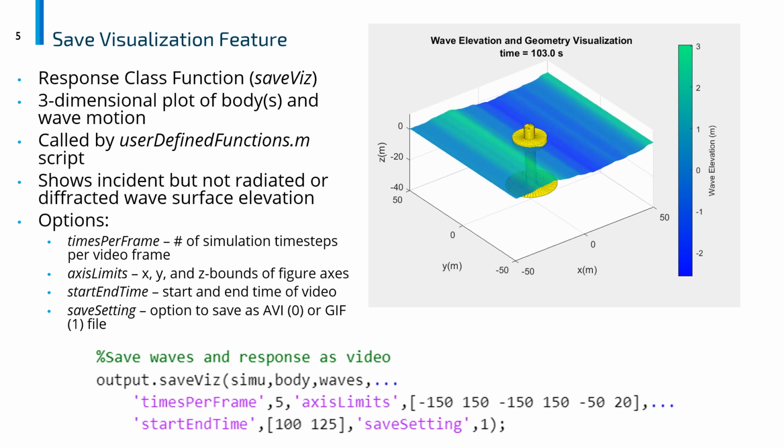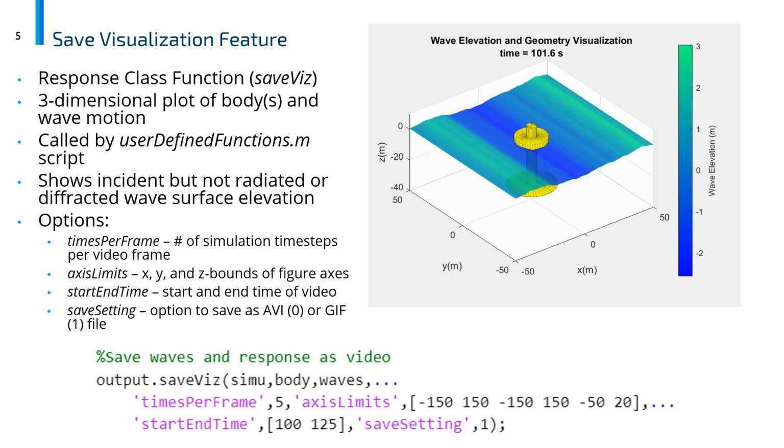Next, to give a little insight into the save visualization feature. First, it is a response class function called saveVis, and it creates a 3-dimensional plot of the body and wave motion. It's called by the user-defined functions.m script. We have an example for this in the ARM3 example within that user-defined function script.